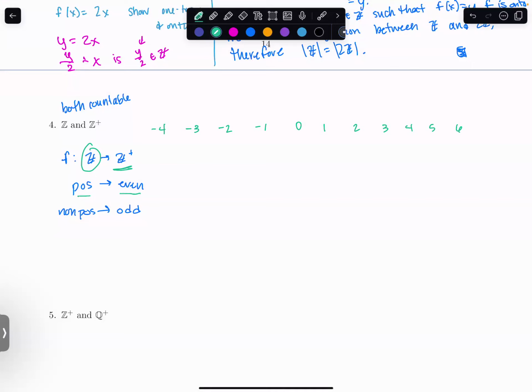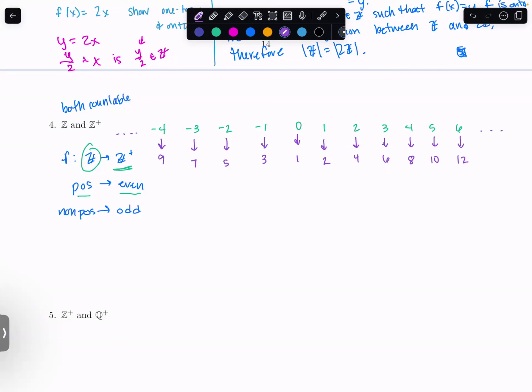So, let me see, what color should I use here? This 0, no, positive. So 1 is going to map to 2. 2 is going to map to 4. Now I'm counting my evens this way: 6, 8, 10, 12. And I'm going to go this way and get my odds. So 1, 3, 5, 7, 9, and so on. So this goes on forever, both ways.